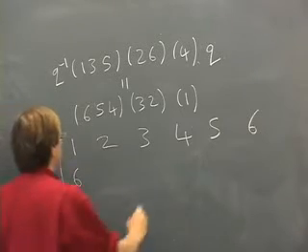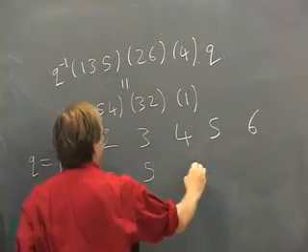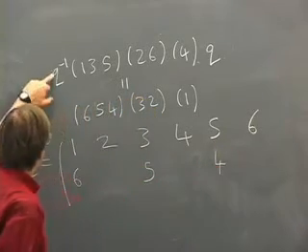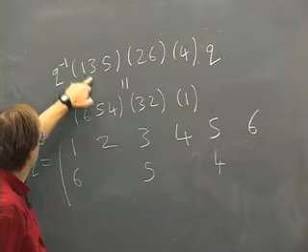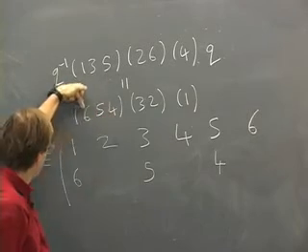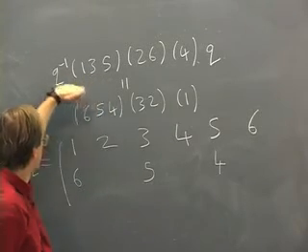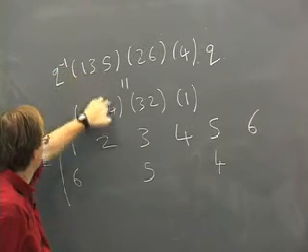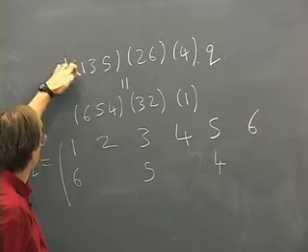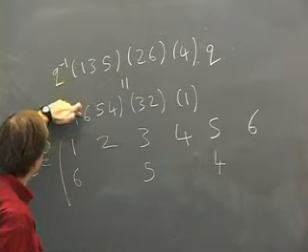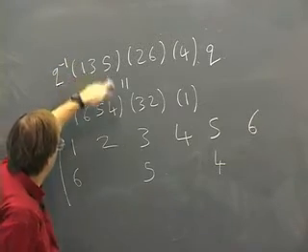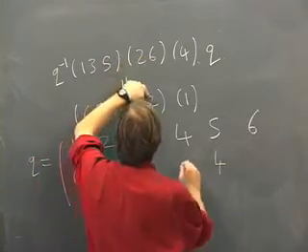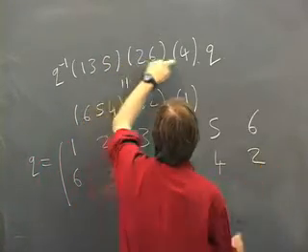One to 6, 3 to 5, 5 to 4. Okay, so we know that this will just be q of 1, q of 3, q of 5, and we want that to be the cycle 6, 5, 4. So we better send, well, we've got some choice. We could send 1 to 5, 3 to 4, and 5 to 6, but the obvious choice, the way I've written it, is just to send 1 to 6, 3 to 5, 5 to 4, 2 to 3, 6 to 2, and 4 to 1.